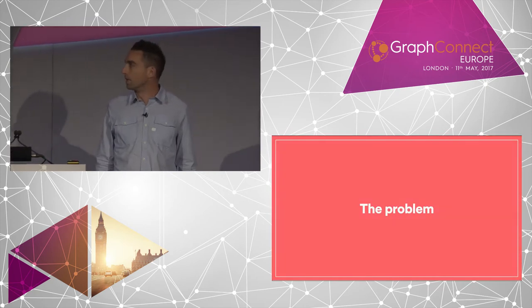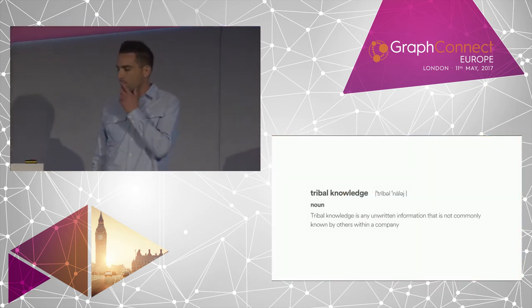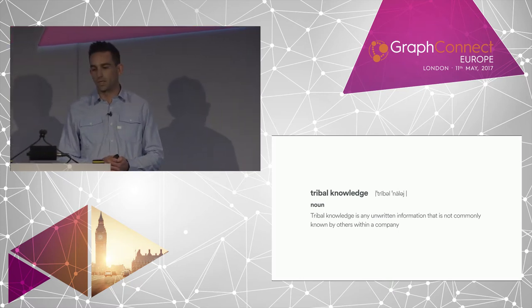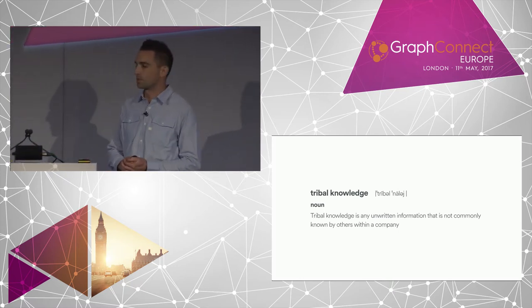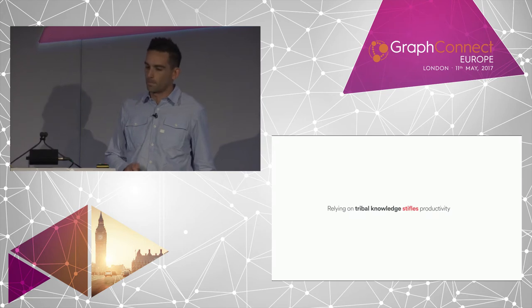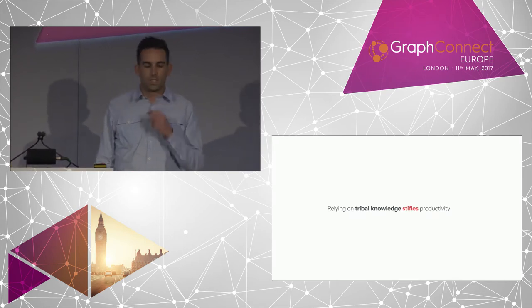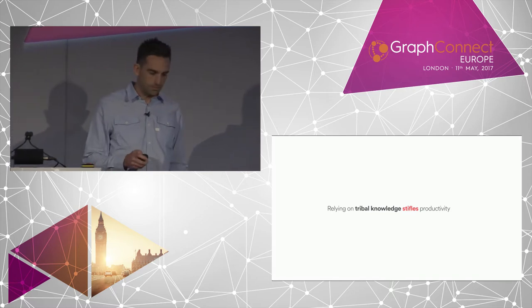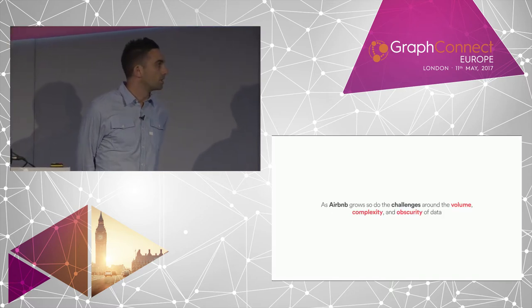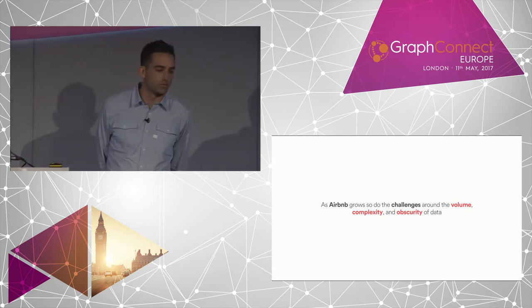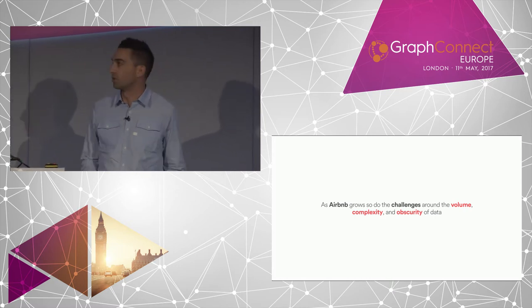So what's the problem here? The problem we're going to describe today, and what the data portal project attempts to address, is the proliferation of tribal knowledge. Relying on tribal knowledge often stifles productivity. As Airbnb grows, so do the challenges around the volume, the complexity, and the obscurity of data.